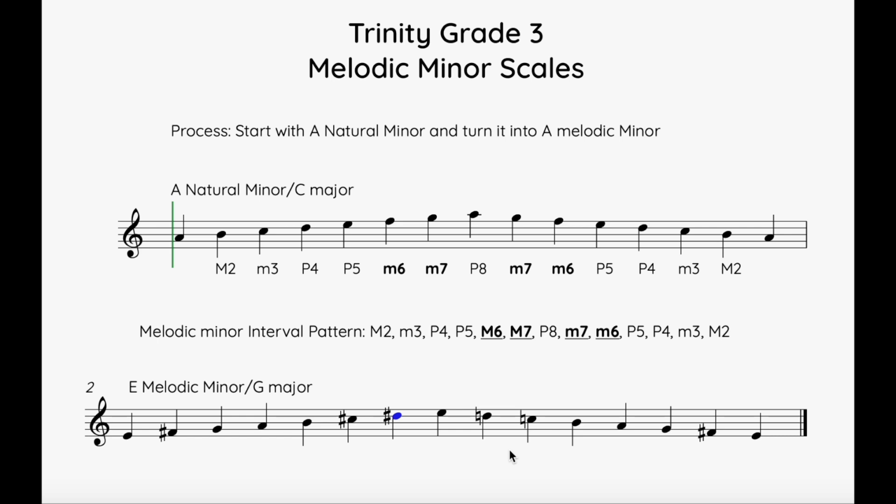Some things to watch out for: if you're asked to write the scale starting with descending, descending will always have the natural minor notes, same as G major, and then the ascending will always have this special raised 6th and raised 7th ascending. Hopefully that's clear, and then you'll never get your melodic minor scales wrong.